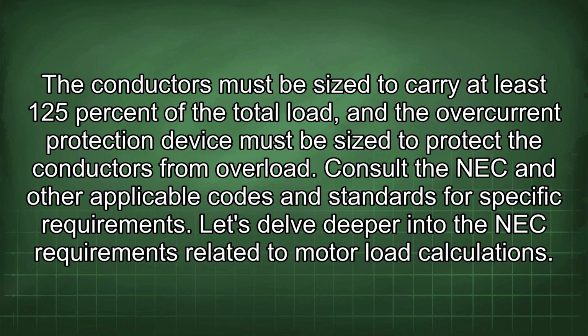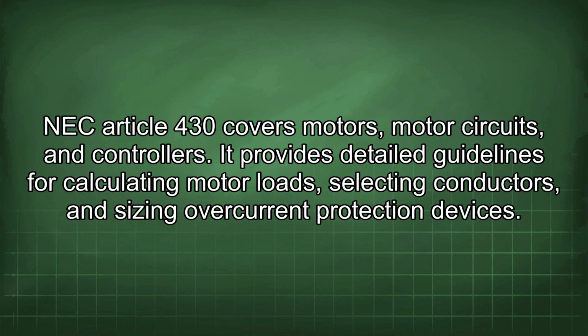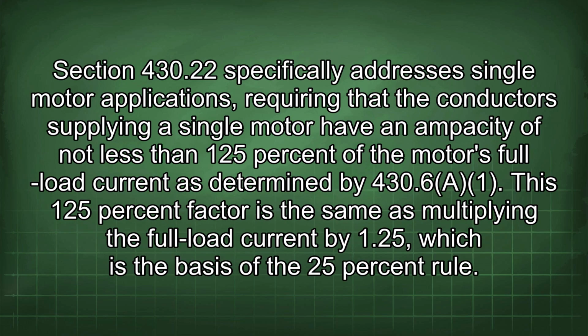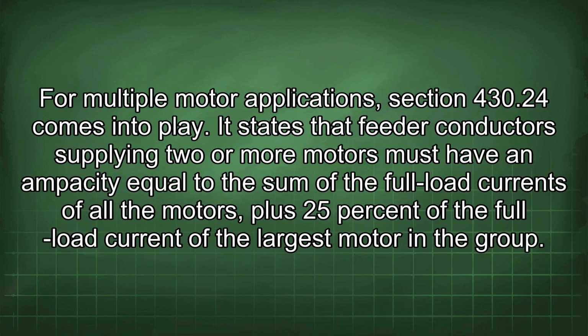Let's delve deeper into the NEC requirements related to motor load calculations. NEC Article 430 covers motors, motor circuits, and controllers. It provides detailed guidelines for calculating motor loads, selecting conductors, and sizing overcurrent protection devices. Section 430.22 specifically addresses single motor applications, requiring that the conductors supplying a single motor have an ampacity of not less than 125% of the motor's full load current as determined by 430.6(A)(1). This 125% factor is the same as multiplying the full load current by 1.25, which is the basis of the 25% rule. For multiple motor applications, Section 430.24 comes into play.